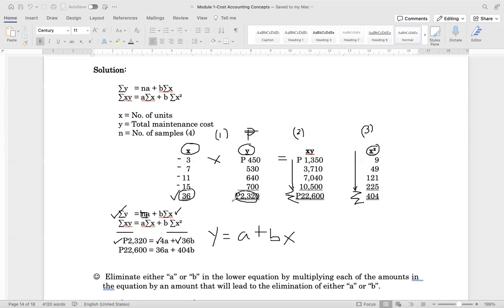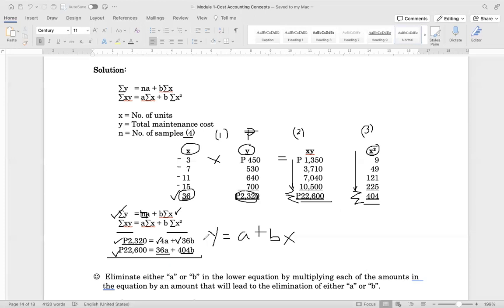So you have here summation of y again is 2,320. Summation of x is 36, and n is the sample size, 4, and a and b. Same goes with the second equation. So you have summation of xy 22,600 is equal to summation of x, that is 36, a, and summation of x squared 404, b.